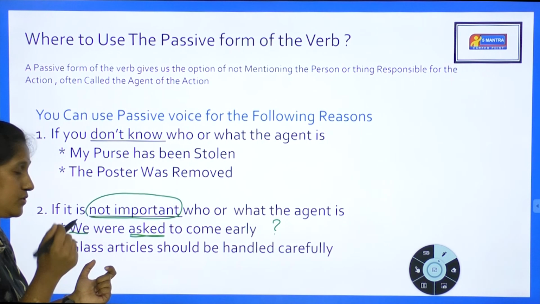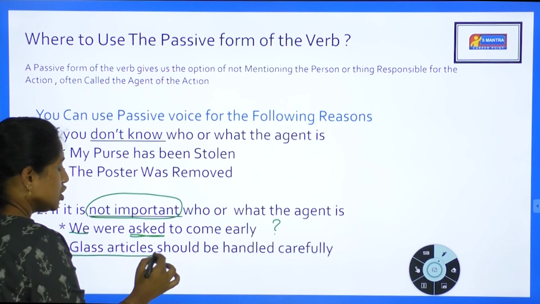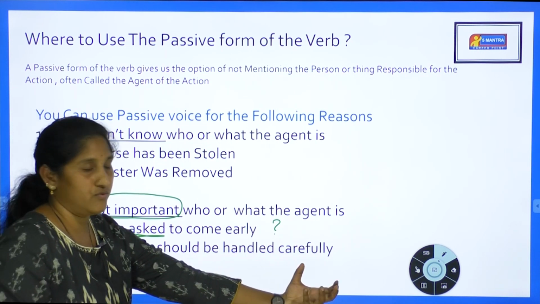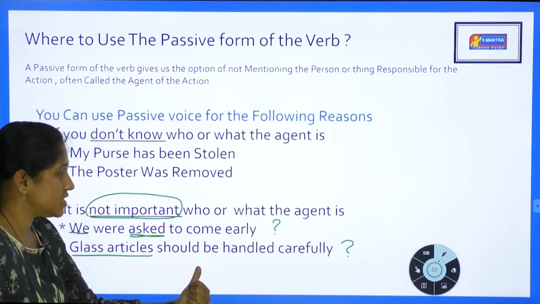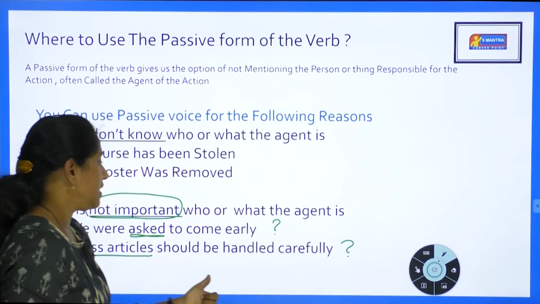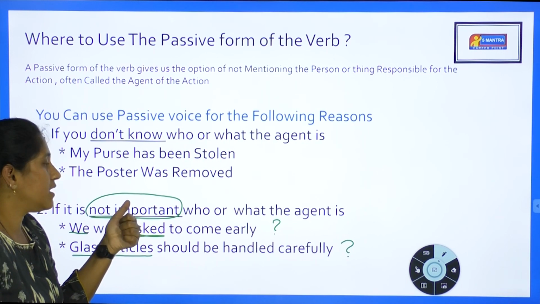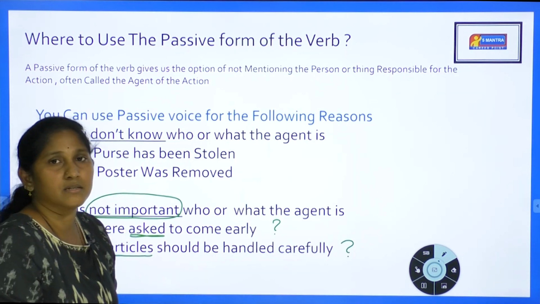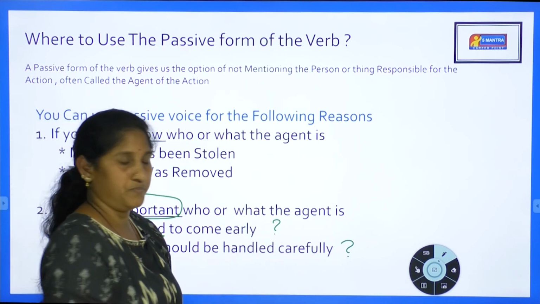Okay. And if you take the example, glass articles should be handled carefully. Here also the receiver is important. Should be handled carefully. The information about the receiver is important. Action is important. The doer of the action is not mentioned, because there is no importance of the doer in the sentence. So that's why we don't mention it here. So whenever we don't want to give importance to the doer of the action, we can use the passive form of sentences. Okay. Next case.